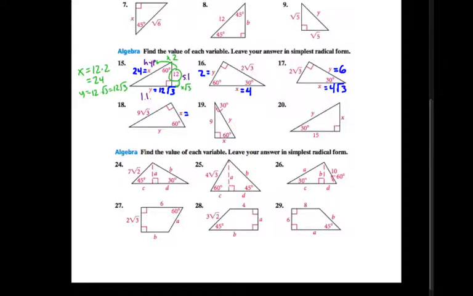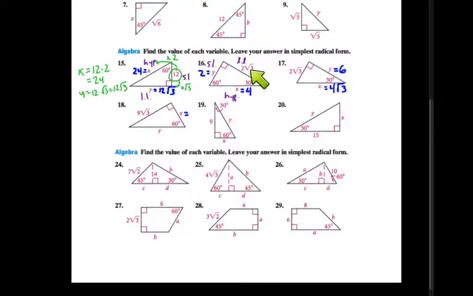On the next one, the short leg is here, opposite the 30-degree angle. The long leg is opposite the 60-degree angle. The hypotenuse is opposite the right angle. Identifying which ones are the short leg, long leg, and hypotenuse is pretty key.